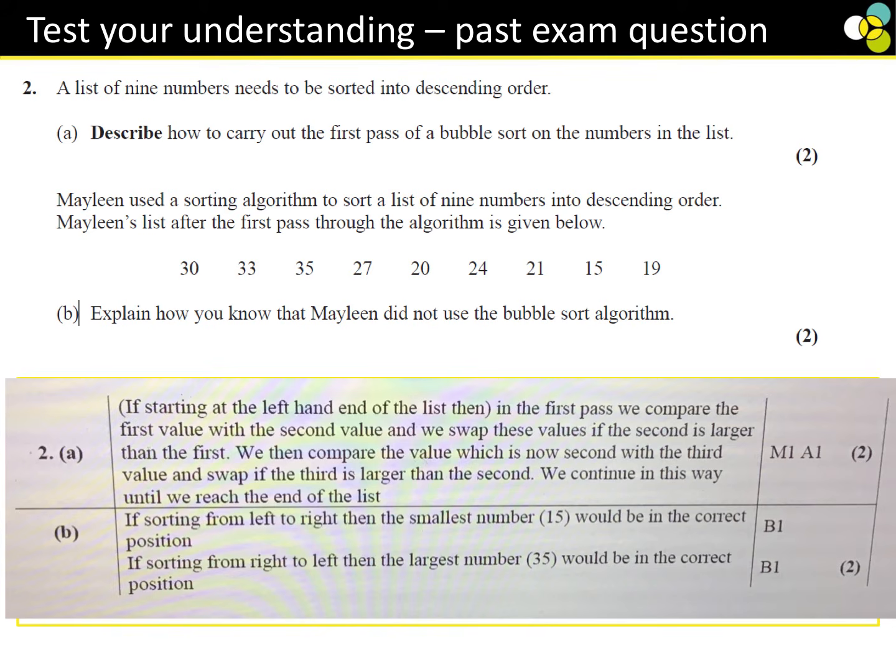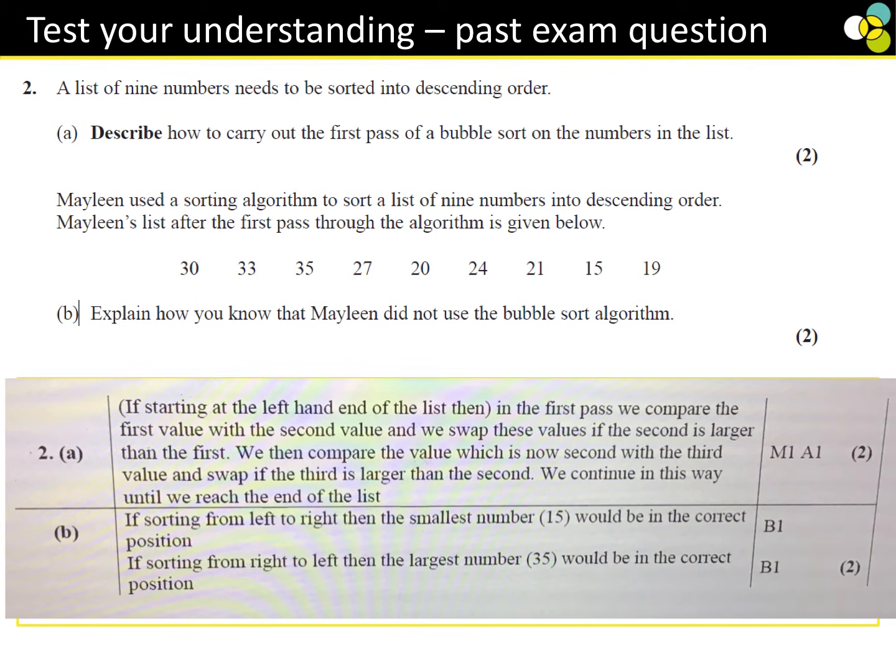So remember, we can either start left to right or right to left, okay? So if starting from the left end of the list, in the first pass, we compare the first value with the second value and we swap these values if the second is larger than the first. We then compare the value, which is now the second, and the third value, and swap if the third is larger than the second. We continue in this way until we reach the end of the list, okay? So if you've got something similar to that, I think the best way in this case is I will read through and then we can double check.